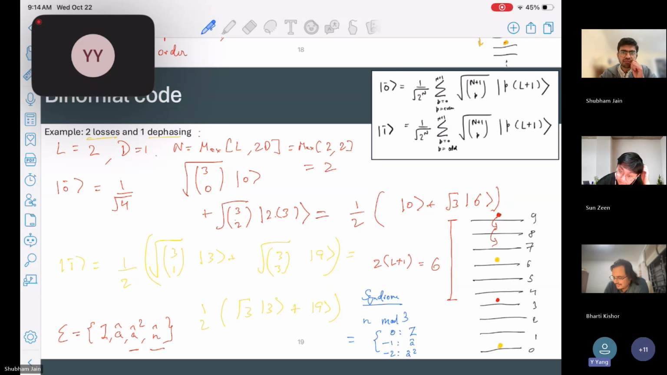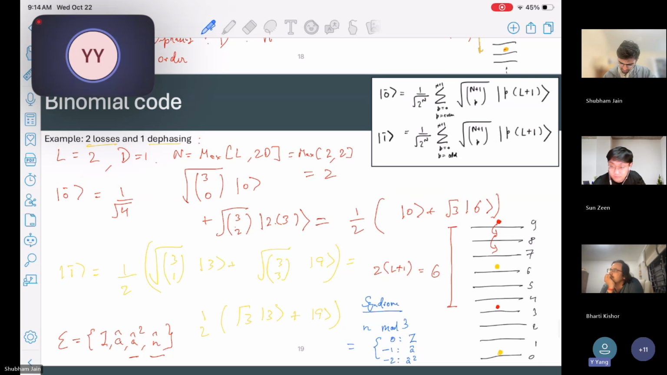So Shubham, sorry, I got one small question. About this binomial code, can you verify it by checking the Knill-Laflamme condition? For example, here you have your error states, the a and a squared and this n. How can we verify this by checking this Knill-Laflamme condition?